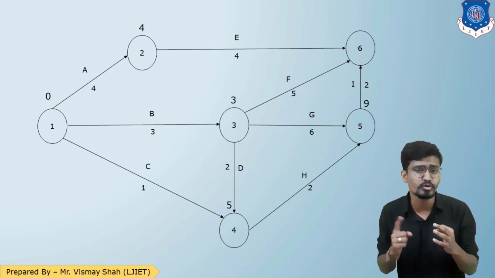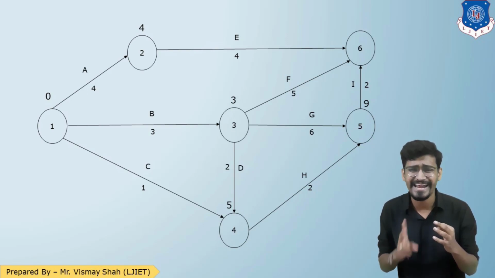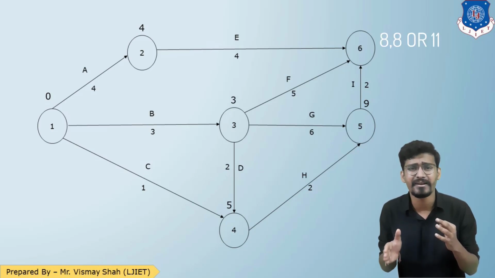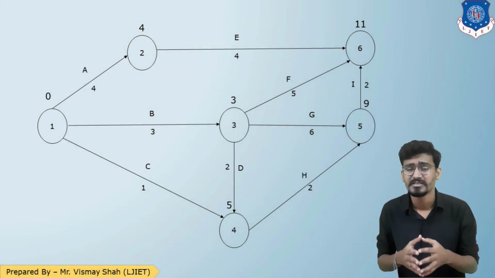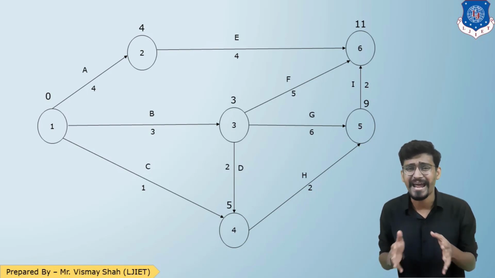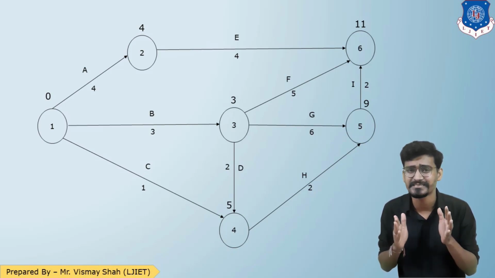If I go from 2 to 6, it will be 4 plus 4, 8. If I go 3 to 6, 5 plus 3, 8. And if I go 5 to 6, then 9 plus 2, 11. So 8, 8, 11. The maximum answer is 11, so the final point will be 11. That is how we can complete our forward path analysis.